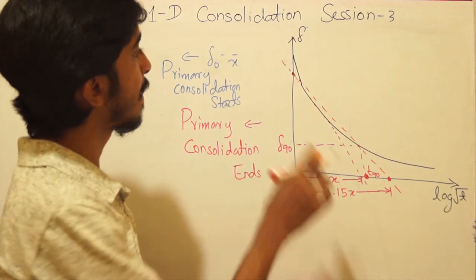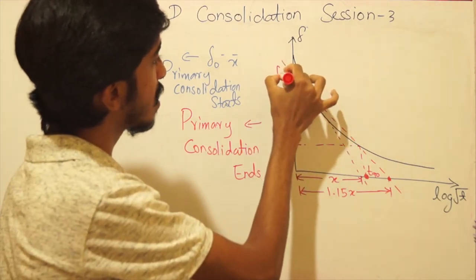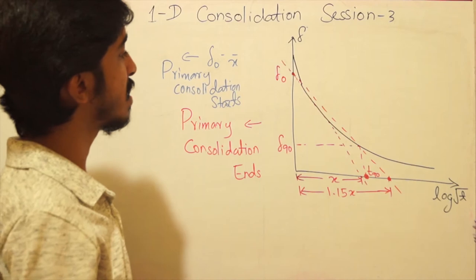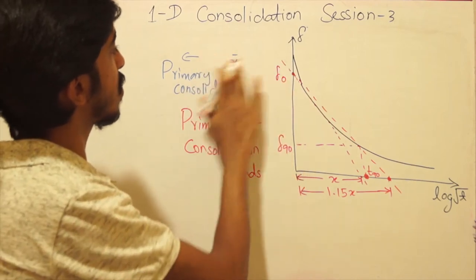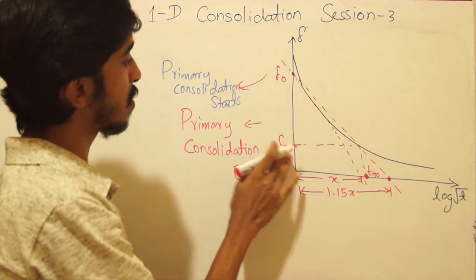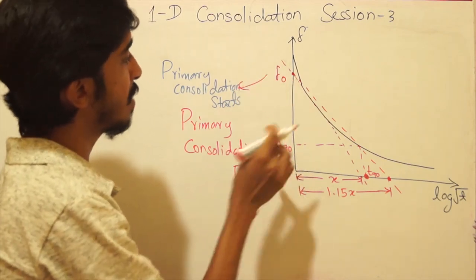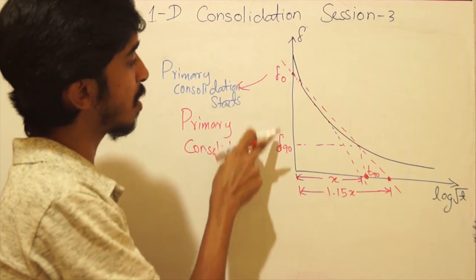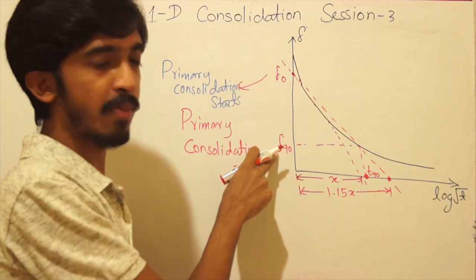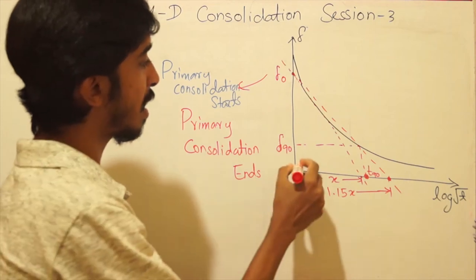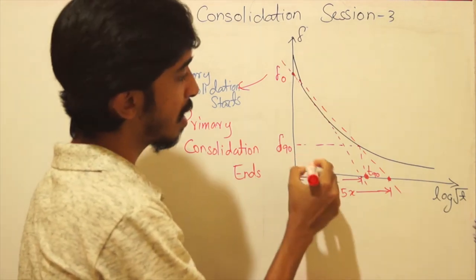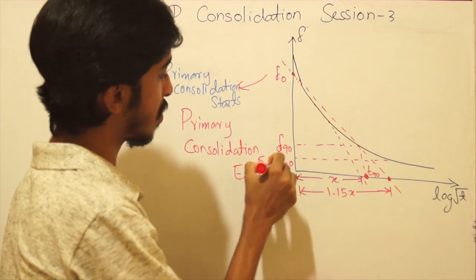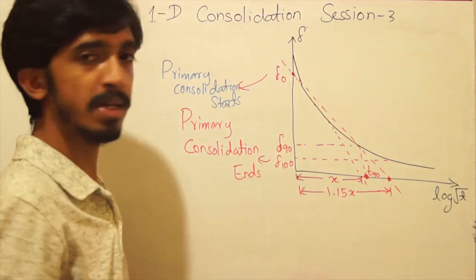So this point gives you the zero settlement, delta zero, the primary consolidation starting point. Then we have delta 90. Using these two values, assuming there's a linear variation, we know the 90% mark. If we know the 90% mark, we can find where the 100 mark is with a simple linear interpolation. So here we will get delta 100, where the primary consolidation ends. This is a simple calculation.